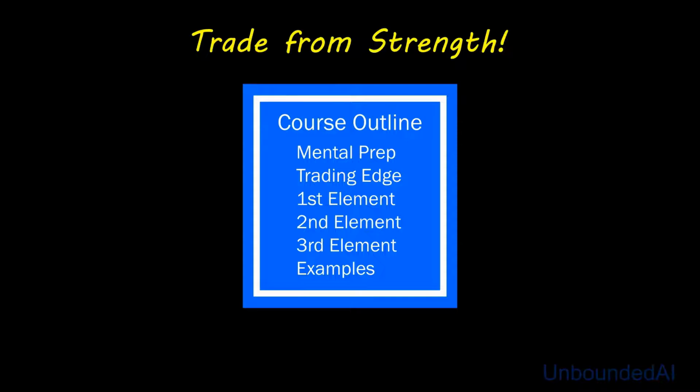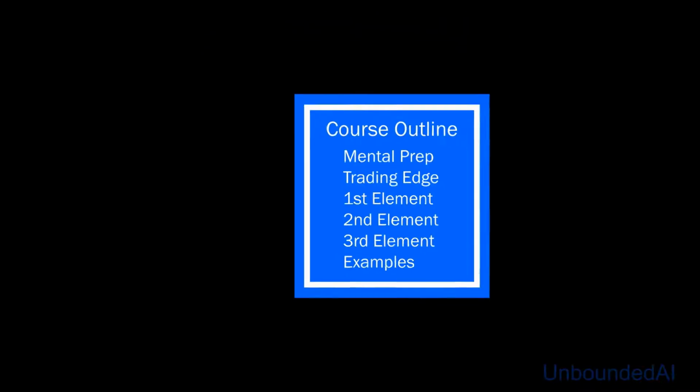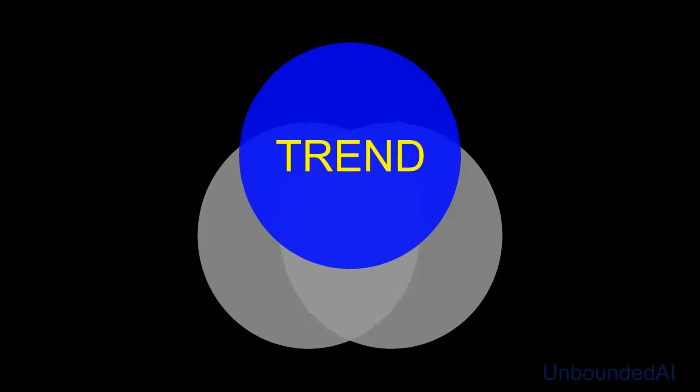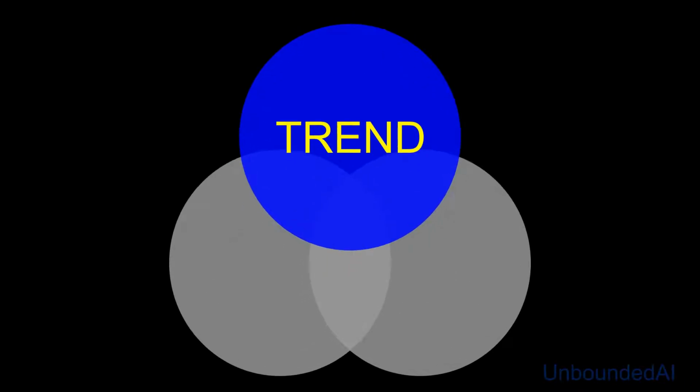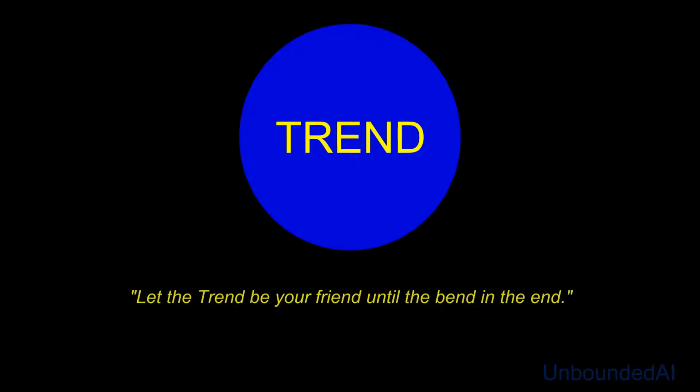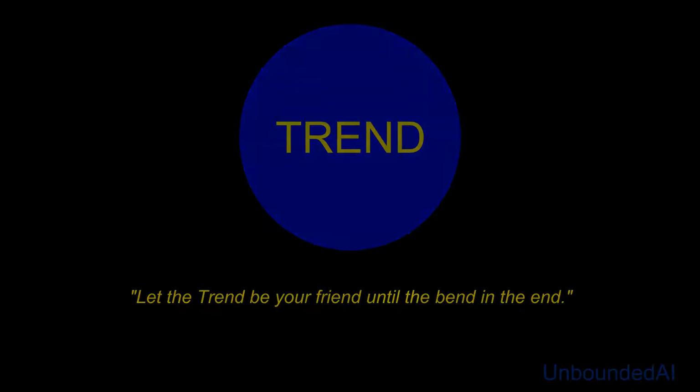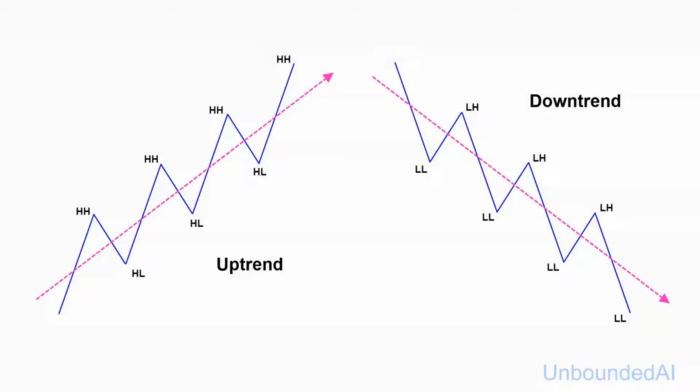Conceptually, the T3 Trading Edge consists of three separate trading edges that are superimposed on each other. This video discusses trend, which is the first core element of the T3 Trading Edge. No doubt we all know the phrase, "let the trend be a friend until the bend in the end." On a chart, an uptrend sees price move higher, making higher highs and higher lows, and a downtrend sees price making lower highs and lower lows.